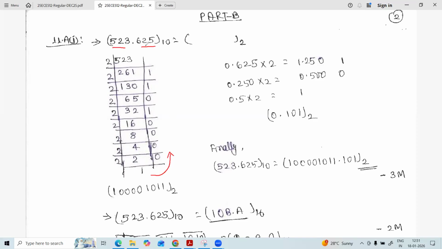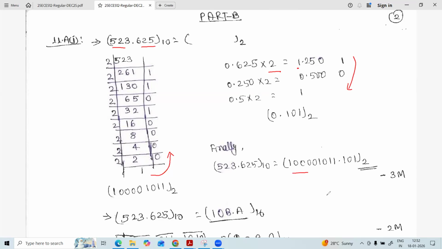And for the decimal part, the fraction, we multiply with the concerned radix. Here the radix is 2. After multiplying, we write the integer aside. Again, the new fraction is multiplied with the radix. We write these integers in this format, up to down approach. So we'll have 0.101. Finally we'll combine both. So this is the answer here.